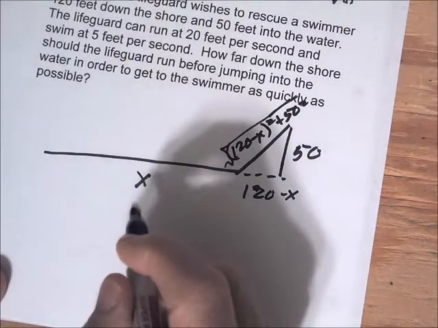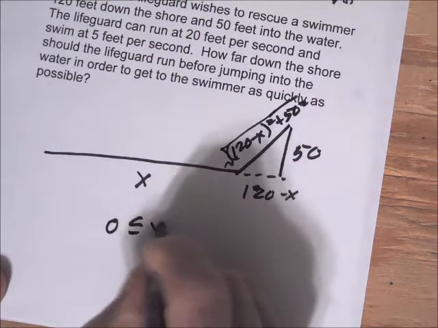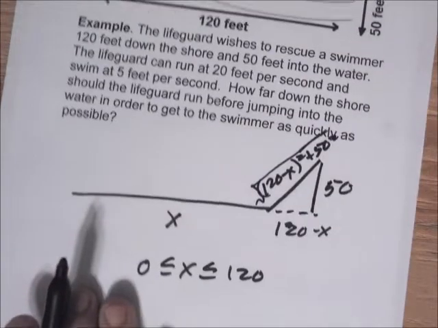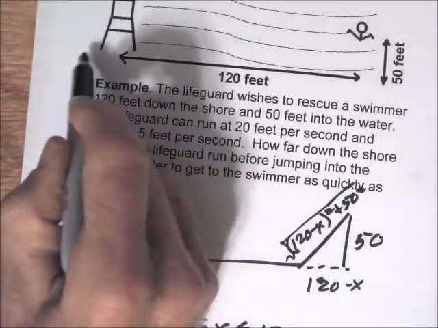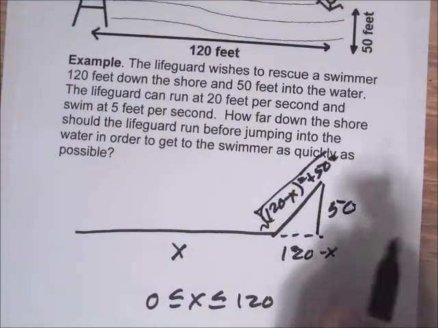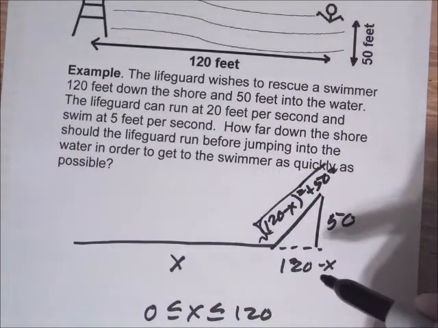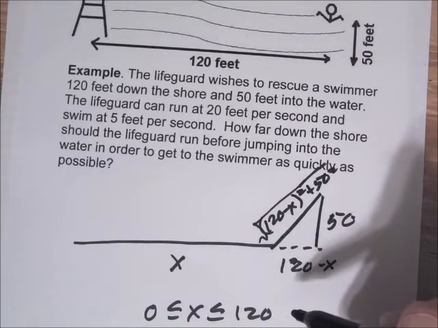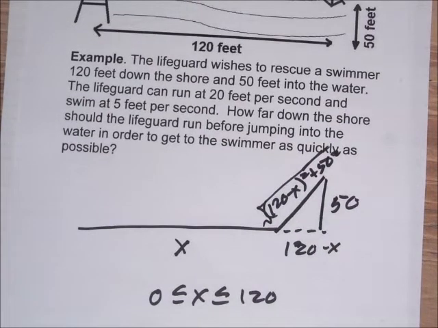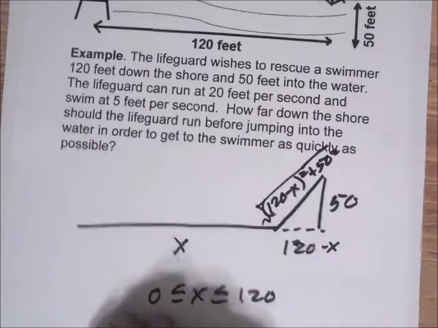So this only makes sense if x is between 0 and 120. X less than 0 would mean the lifeguard is running in the opposite direction. X more than 120 means that the lifeguard is running past the swimmer. So this is a closed interval. We just have to evaluate the two endpoints and any critical numbers in order to find the minimum time.